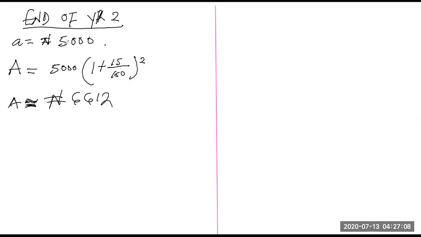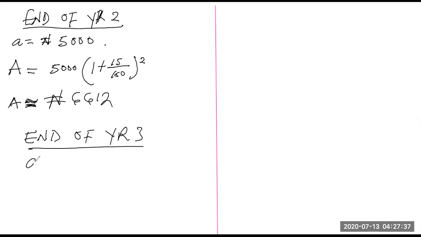So this annuity came at the second year, and if he wants to compound it, he can only compound it for 2 years, because 2 years have gone. That means this 5,000 naira turns to about 6,612 naira in the remaining 2 years. So let's calculate again. End of year 3. What do we have at the end of year 3?